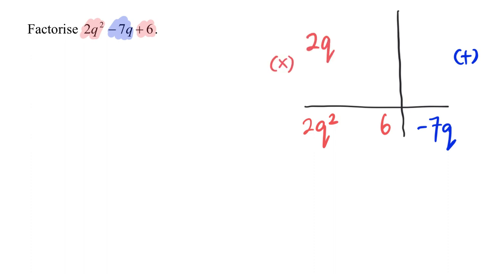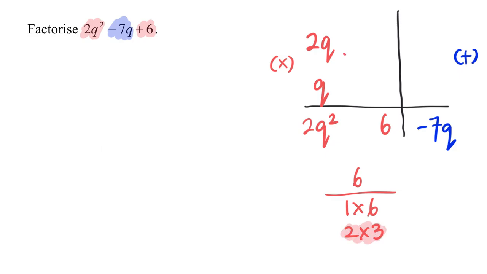There's only 2q times q for the pair of factors to make 2q squared. As for 6, it's either 1 times 6 or 2 times 3. Later then we consider the negative sign, but at this stage, which pair will give me 7? Okay. And consider the negative sign, right? This will be the answer.